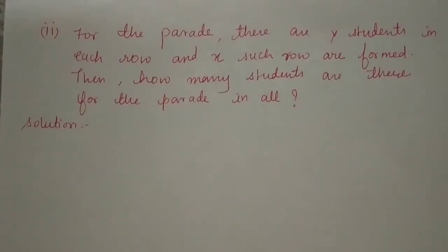We are going to multiply the number of students by the number of rows to get the final answer. So here also for the parade, if I want to find out how many students are there, I will multiply the number of students in one row by the number of rows, right? So with that, what will I get as the answer? Number of students is, I'll just write it down so that you all understand.